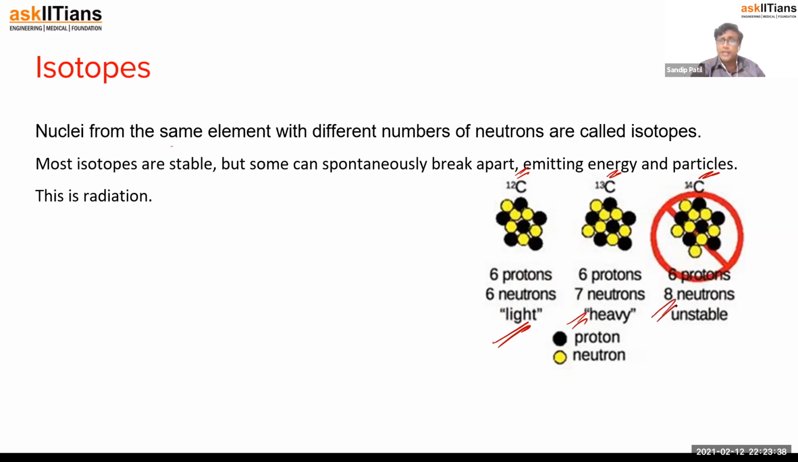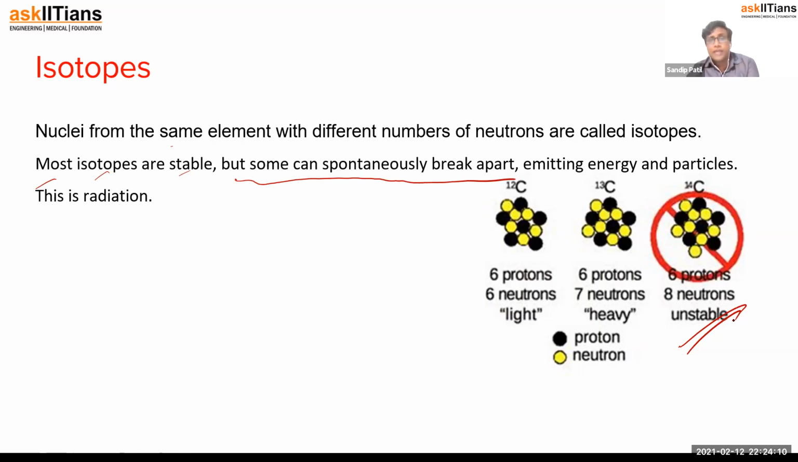One more neutron is there, now it becomes unstable. And now this unstable isotope is going to give us some energy, or nuclear reactions. Here you can see most of the isotopes are stable, but some can spontaneously break apart. So what will happen if this is unstable, right? These are called isotopes, right? We said that these are the isotopes which have a different number of neutrons, obviously.